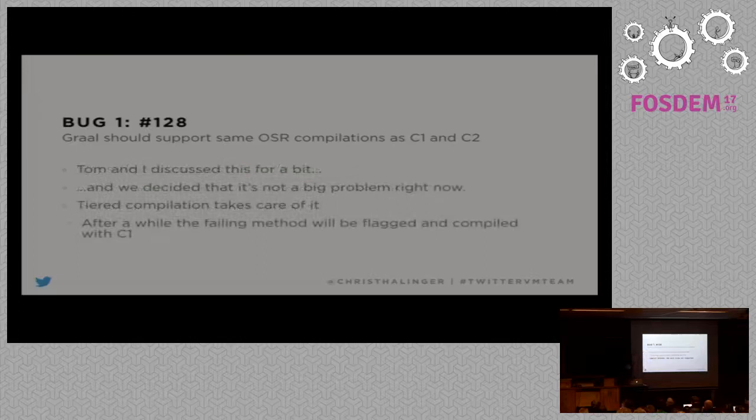And Tom Rodriguez and I, we discussed this a little bit. The way Graal is currently set up in its tiered environment, it's not really a problem, because what happens, you get this message a couple times. I can't remember the number, 100 or 1,000, I don't know. And then the tiered compilation system says, okay, I'm not compiling this with tier 4 anymore, so I just compile it with tier 1, and it compiles it with C1, and it's basically fine.